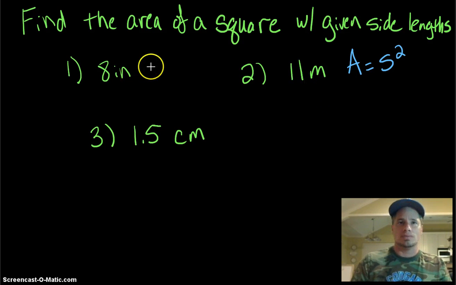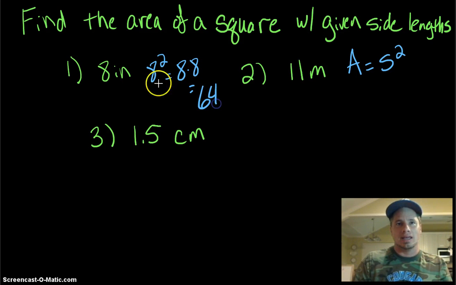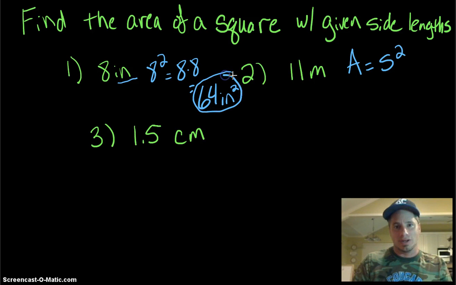So let's substitute. Here we have a side length of 8. So it's going to be 8 squared, which is equal to 8 times 8, which is equal to 64. And I've got to put the units. I started out with inches. If I square inches, I get inches squared, or as we like to call it, square inches.